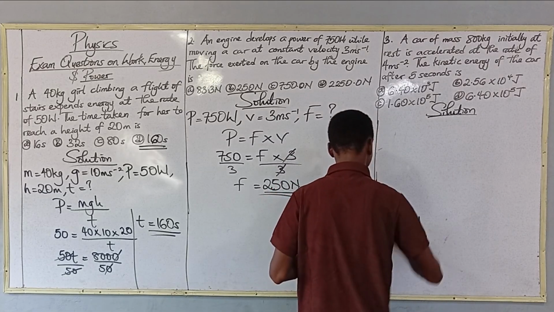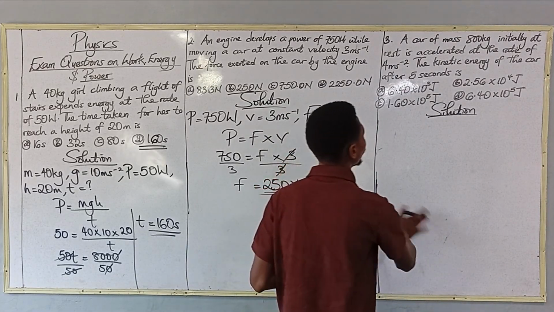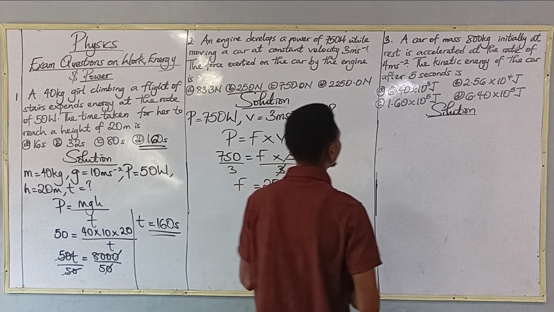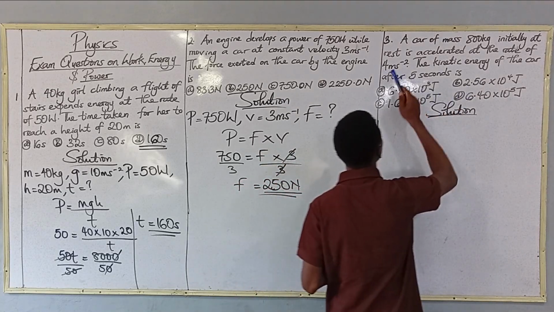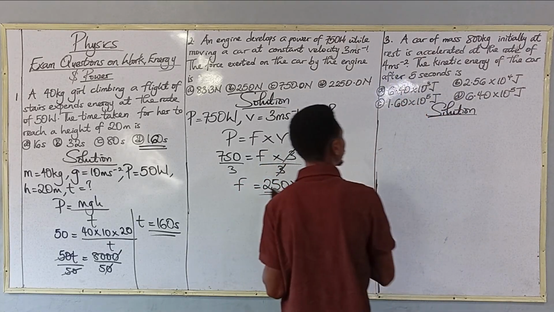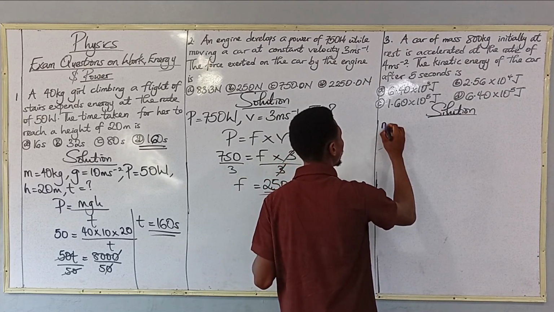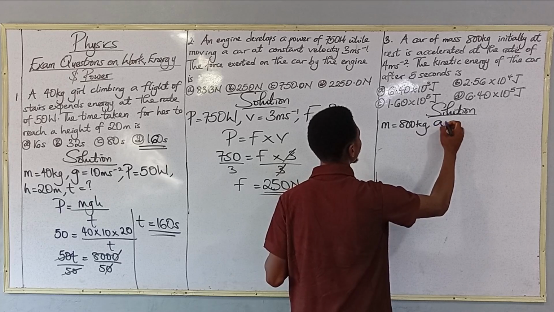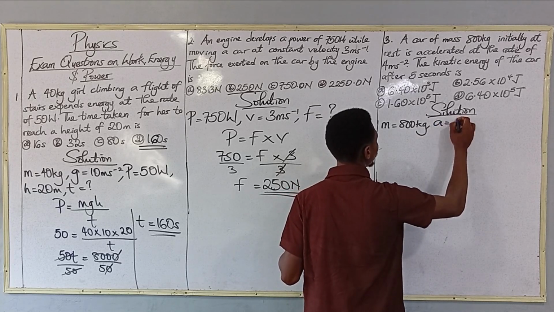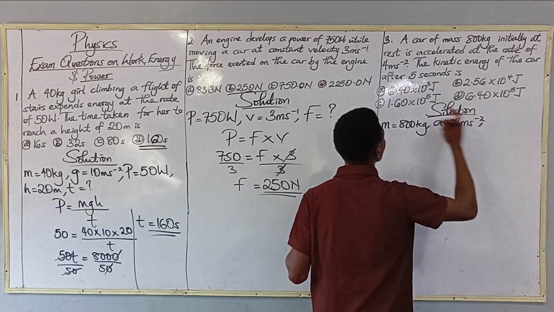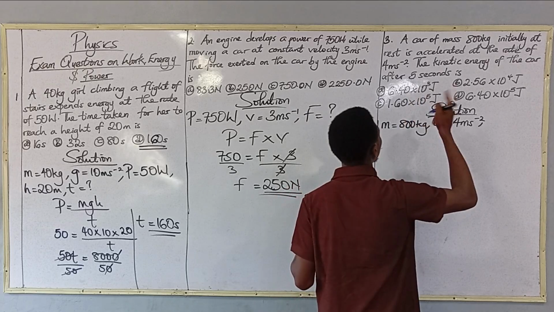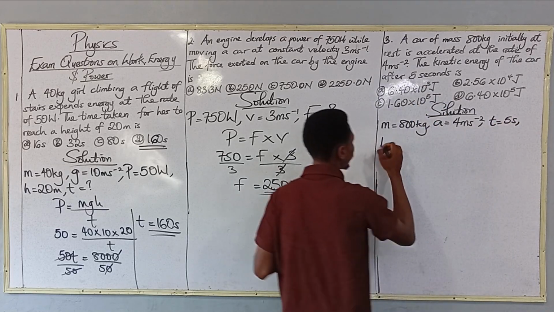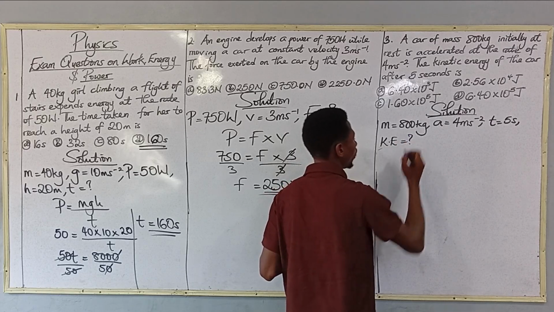Now, number 3 says a car of mass 800 kg initially at rest is accelerated at the rate of 4 meters per second square. So let's write out the values already. Mass is 800 kilograms. It's accelerating at a rate of 4 meters per second square. We should calculate the kinetic energy of the car after 5 seconds. So time is 5 seconds. We need to find the kinetic energy.